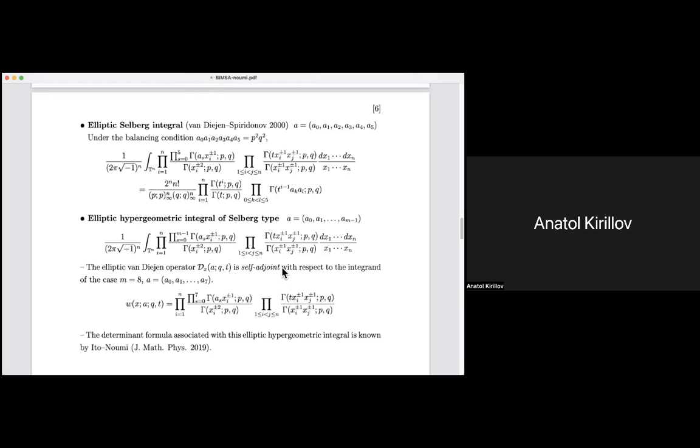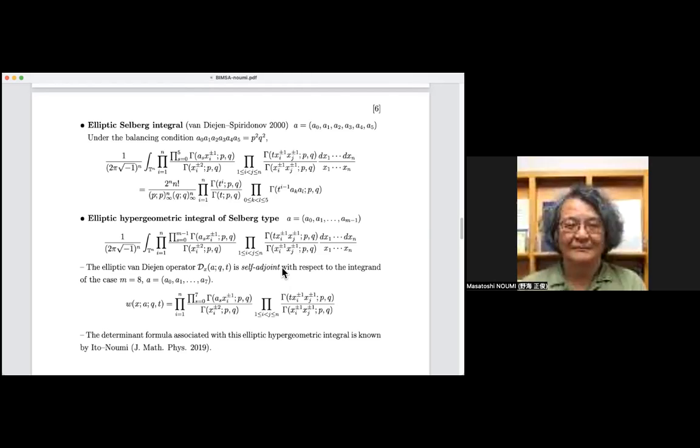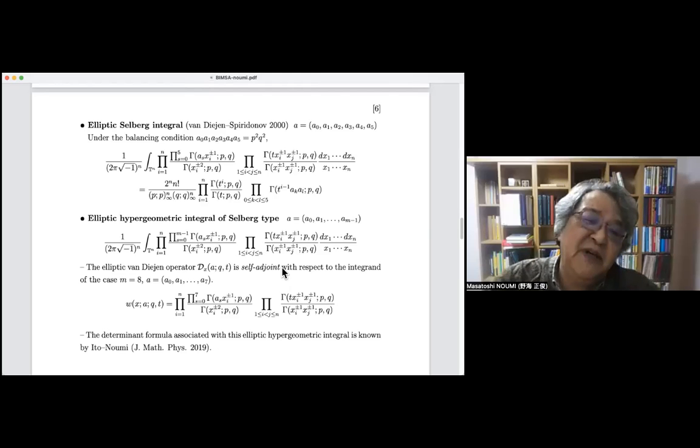But the structure seems very different between the A-type case and the BC-type case. Of course, the structure of the algebras is very different. The BC-type case is the only thing we can actually manage to understand, and I don't know what is happening for the other root systems. It's an open question. We don't know yet. Okay.